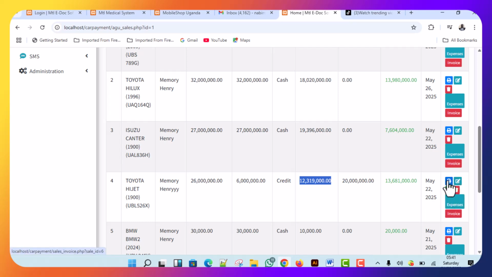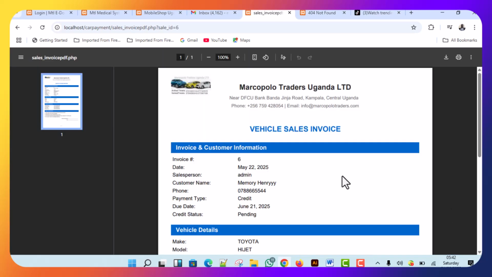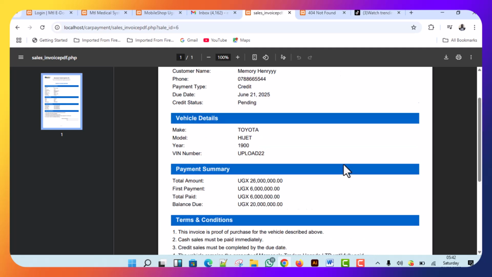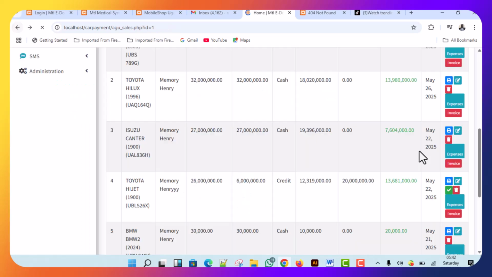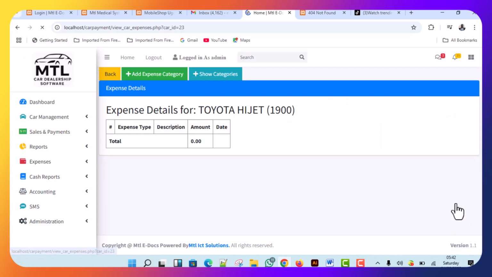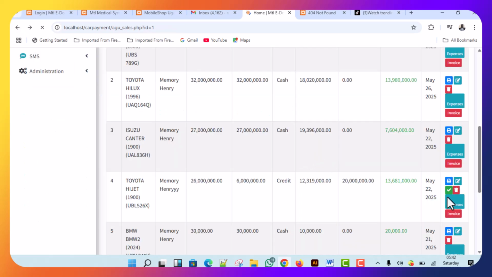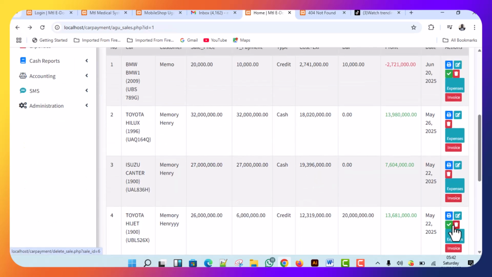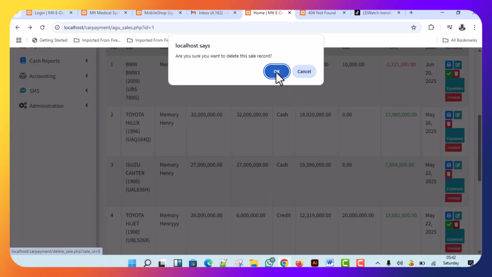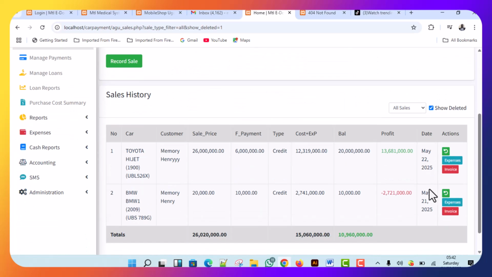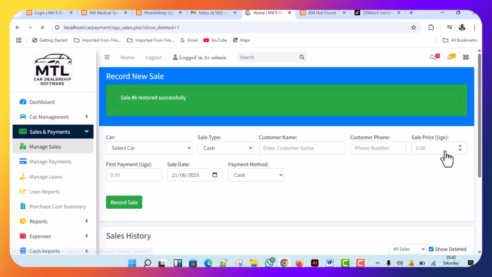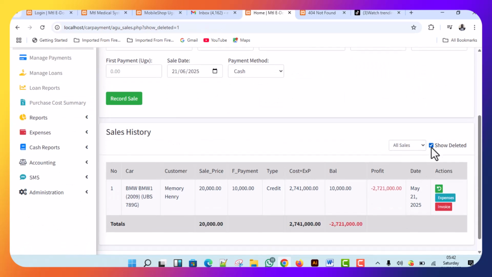So you can always print out. You can view expenses. This is the invoice. This is how the invoice looks like. It's professional. Then you can even view the expenses incurred on the car, but so far there's no expense. You can soft delete, just delete, and it goes to deleted files. These are the deleted files, but you can also reverse. So that's how professional we are.